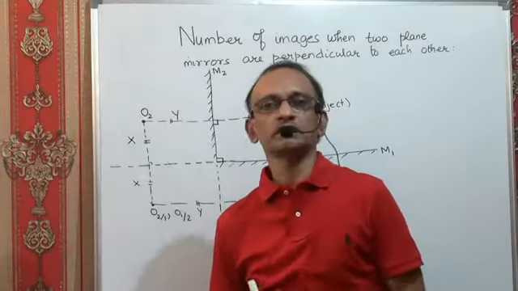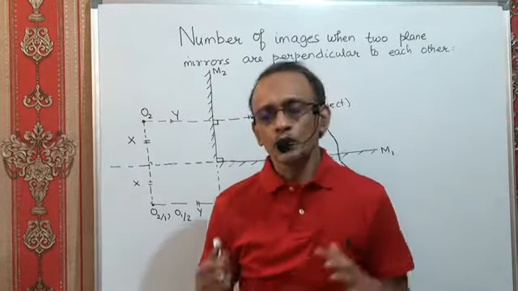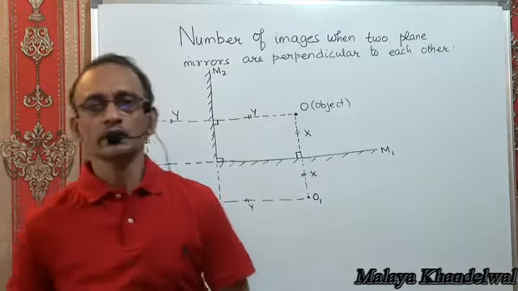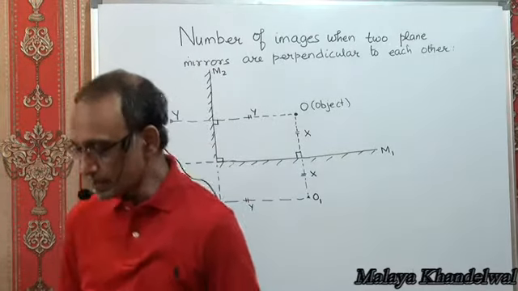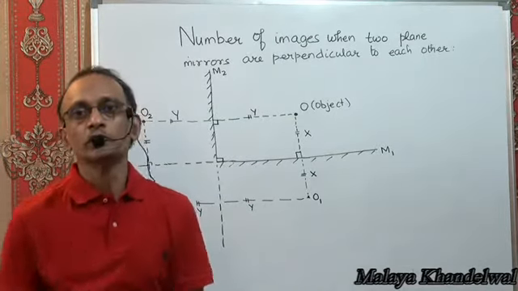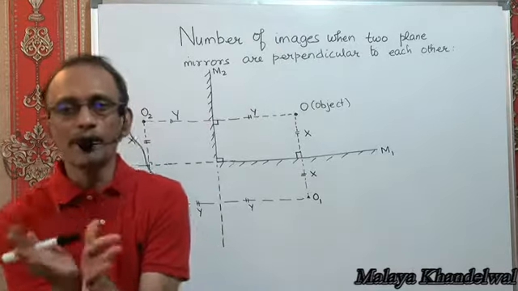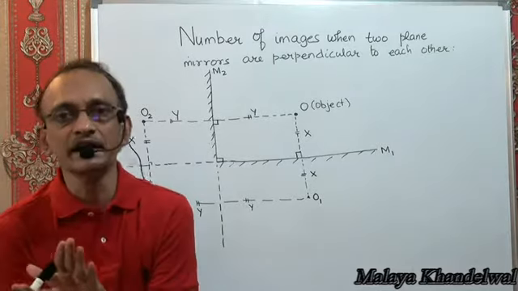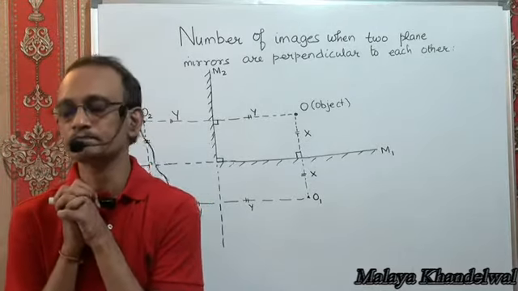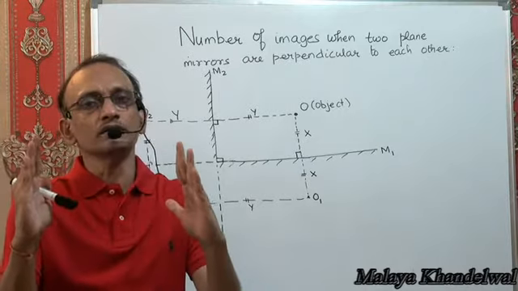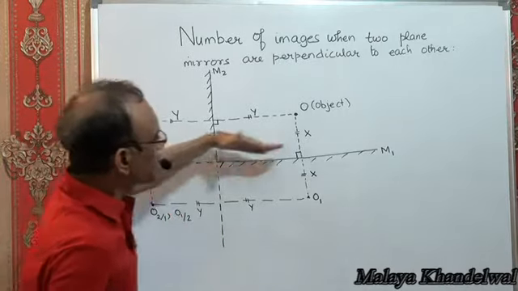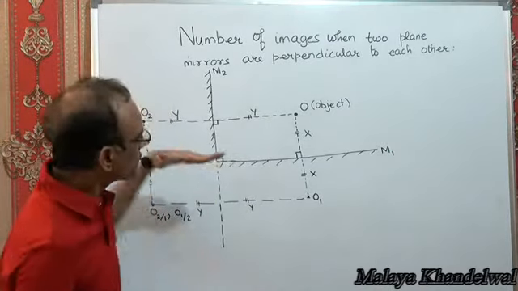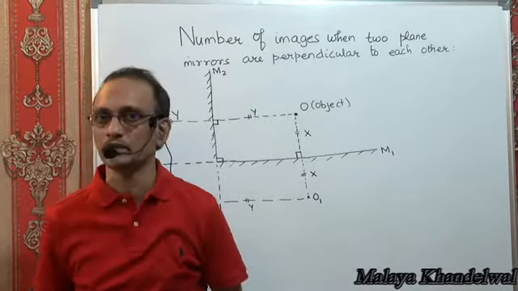While we are learning tidbits of geometrical optics, one very important aspect that comes your way in terms of problem solving, and I'm going to get you exposed to that aspect, is the number of images formed when you have two mirrors inclined at a certain angle with each other. We'll start with a situation where the two plane mirrors, M1 and M2, are mutually perpendicular.